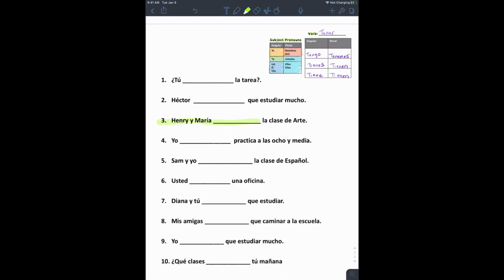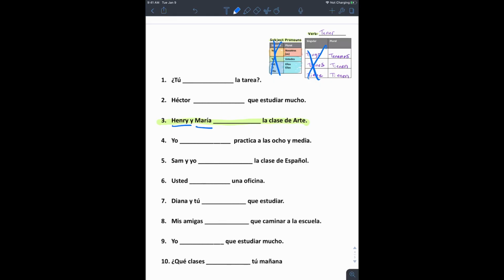Number 3, Henry y María blank la clase de arte. Henry and Maria have art class. So we know a couple of things. We know Henry and Maria, those are two separate people, which means we're going to eliminate all of the singular options.